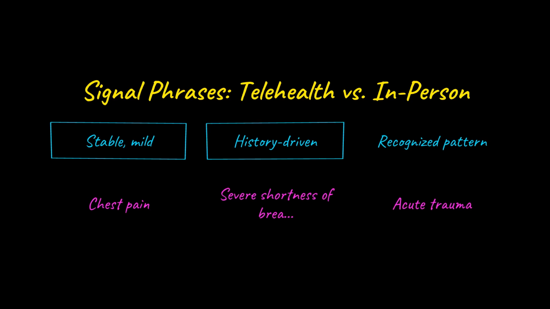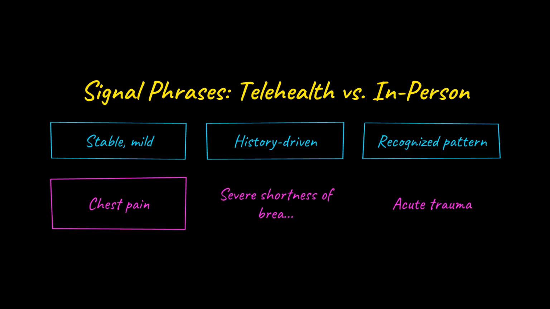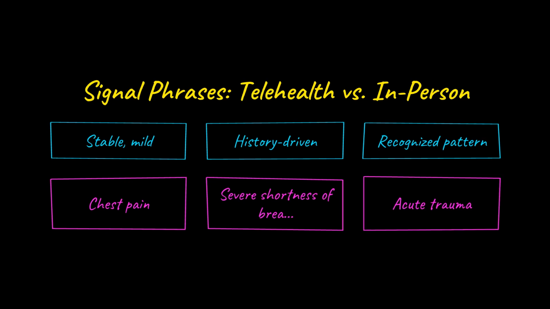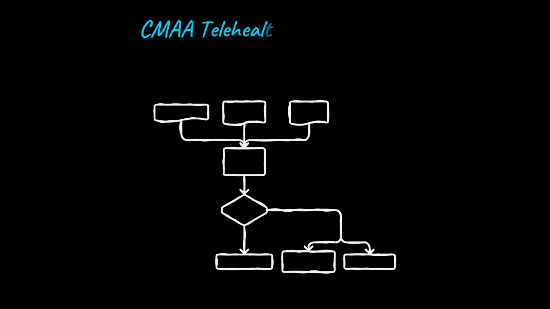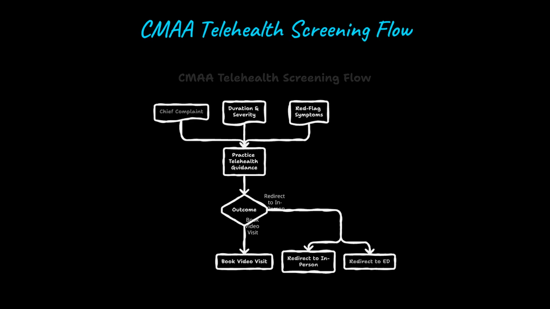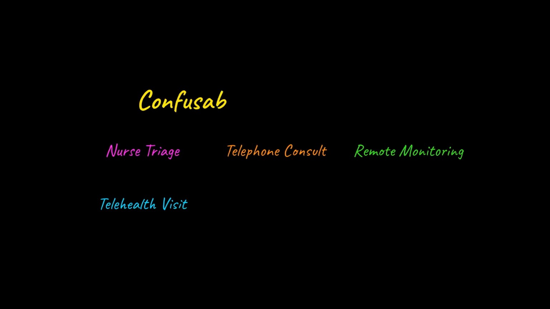Words like stable, mild, history-driven, and recognized pattern point toward telehealth. Phrases like chest pain, severe shortness of breath, or acute trauma point toward in-person or higher acuity care. The CMAA follows a structured screening conversation, gathering the chief complaint, duration, severity, and any red flag symptoms. Then cross-references the practice's documented telehealth guidance to reach a scheduling decision.